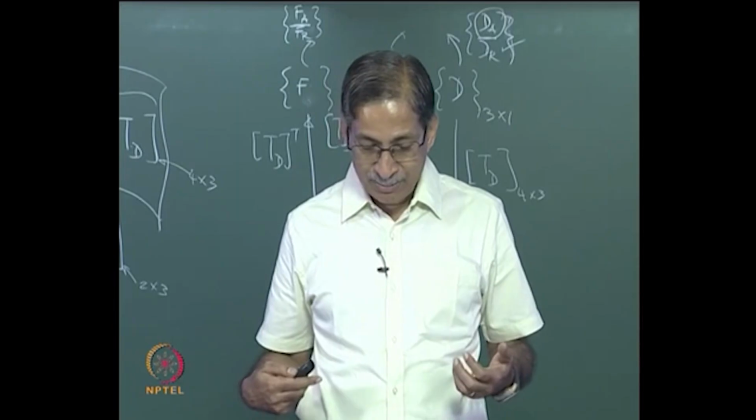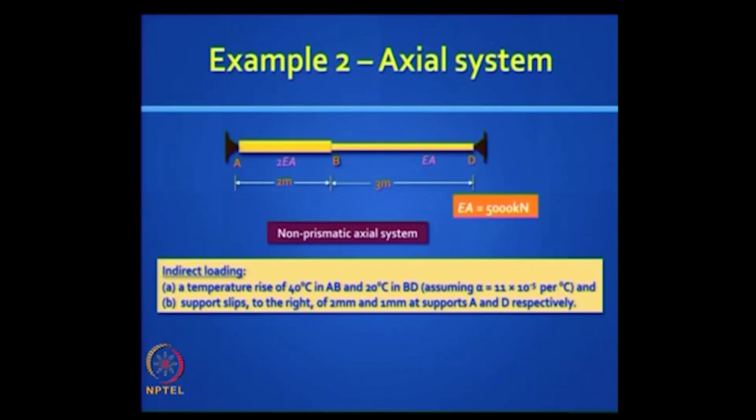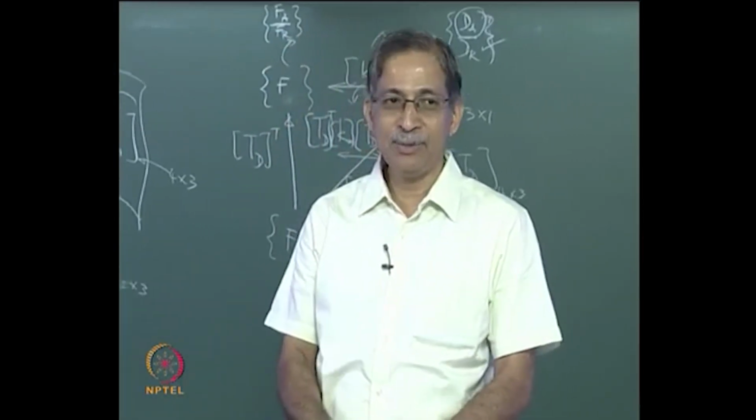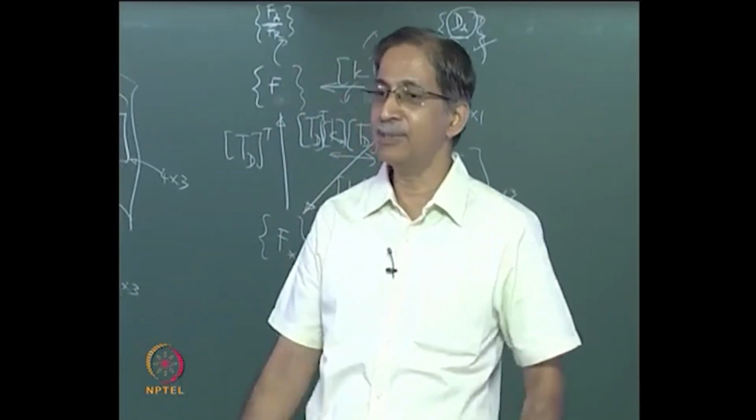On top of that, let us throw in some support movements. So you have support slips to the right of 2 mm and 1 mm at A and D. The most complex problem is a combination of this and direct loading, but that you do for your assignment. We will do it slowly. How do you handle this problem?